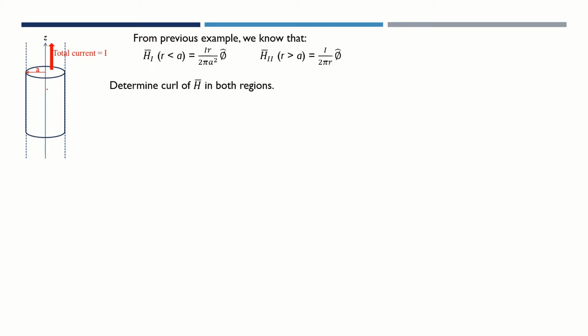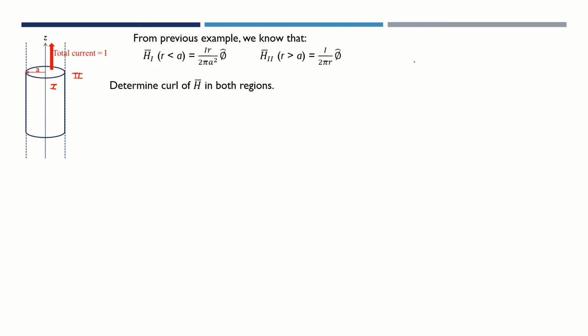There is a noted line here, and the radius of the cylinder is A, and it has a total current I. From the previous example, we know that H1 in region number 1, where r is less than a, is equal to I r over 2 pi a squared in the phi direction. In region number 2, where r is larger than a, the radius of the cylinder, H2 is equal to I over 2 pi r, also in the phi direction.